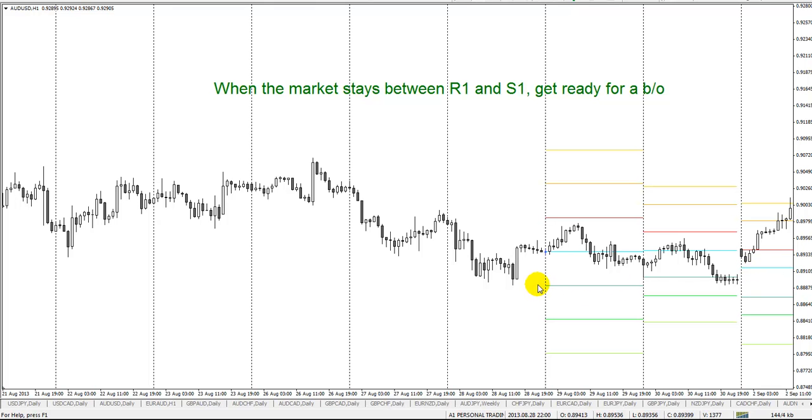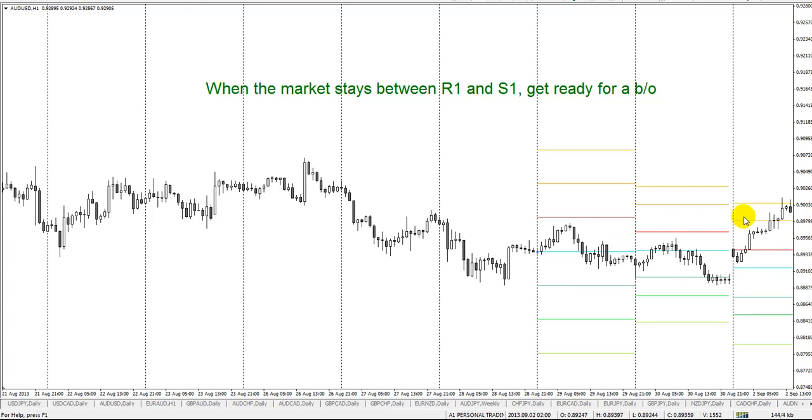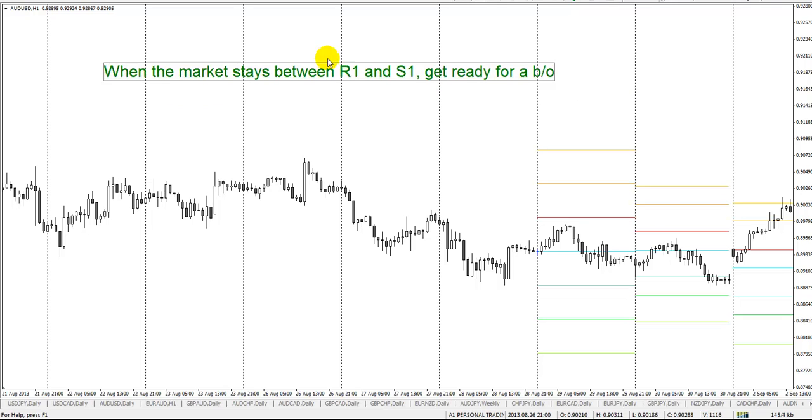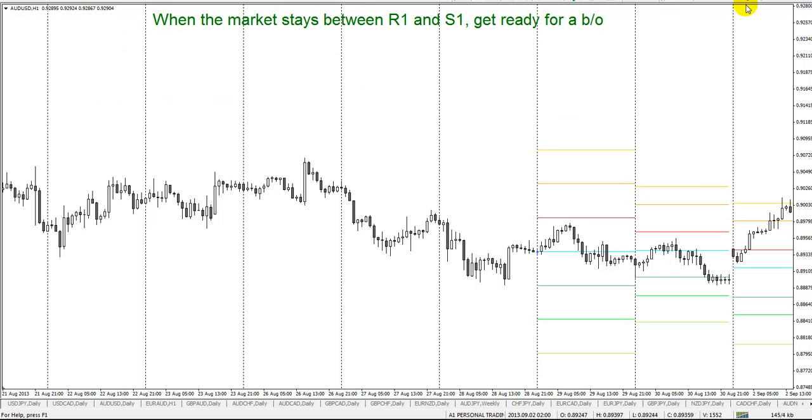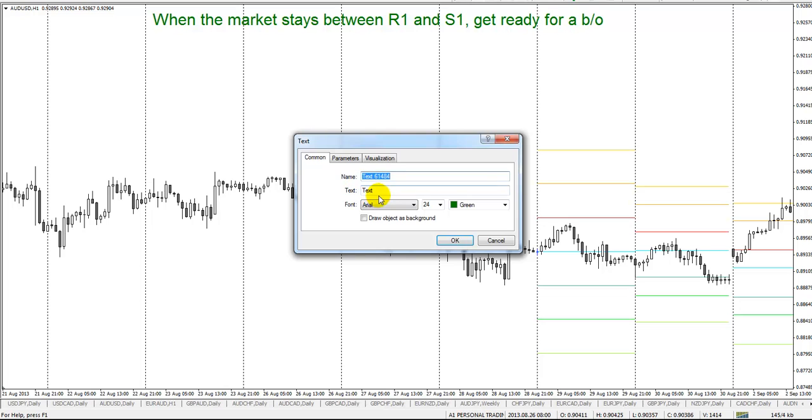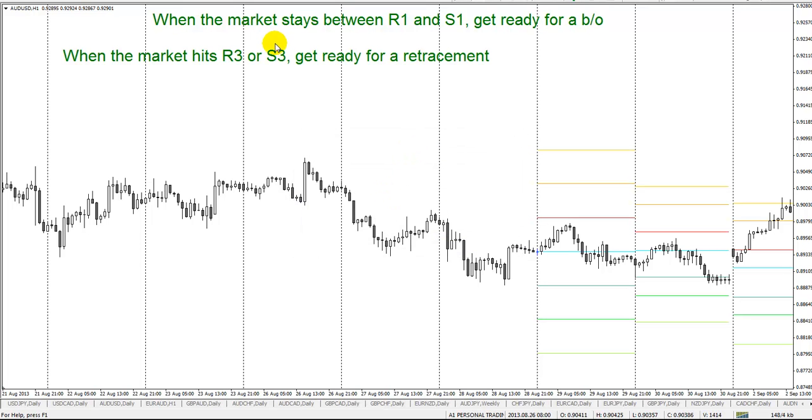Okay, so let's keep going here. We've hit R3. Now, the second principle is when the market hits R3 or S3, get ready for a retracement. It makes sense because, again, the opposite thing is happening here. When the market hits R3 or S3, get ready for a retracement.